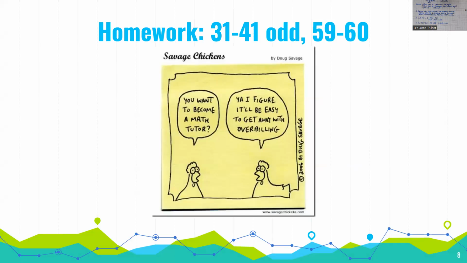Okay. These are the savage chickens. This chicken says, you want to become a math tutor? And this one says, yeah, I figure it'll be easy to get away with overbilling. They're not gonna know how much they owe you. That one's kind of mean. That's why they're called savage chickens, though.